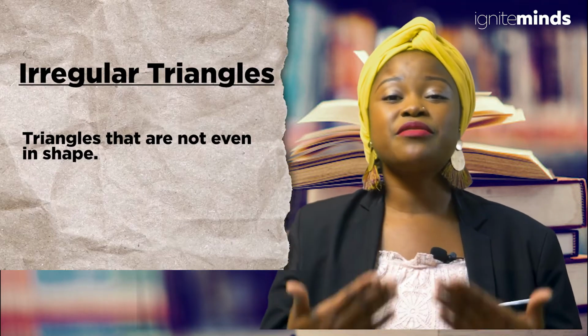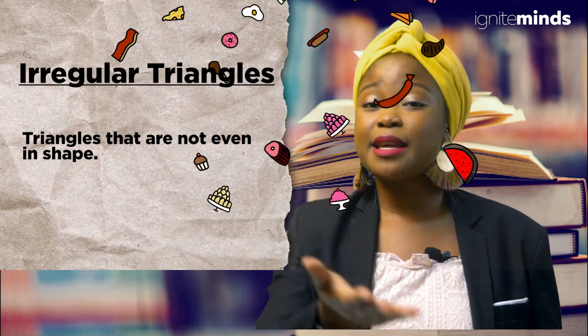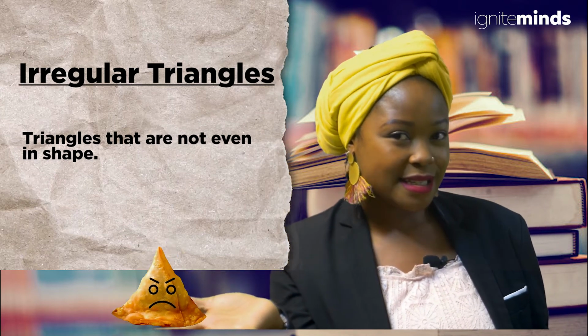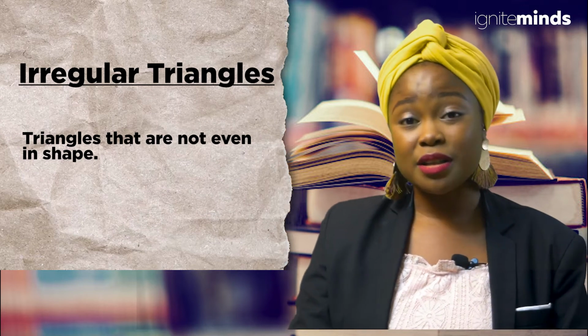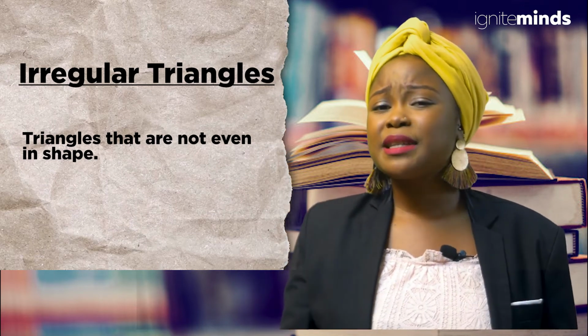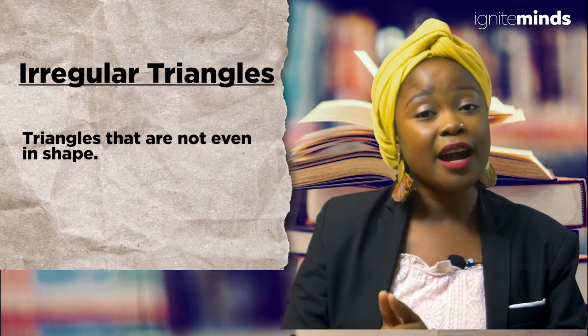Now let us talk about the rest of the triangles. Now let's talk about irregular triangles. If you look around you, you will see them everywhere. For example, in a dish full of samosas, mandazis, they are not all regular triangles. They are irregular triangles. And most objects that have triangular shapes are irregular triangles.